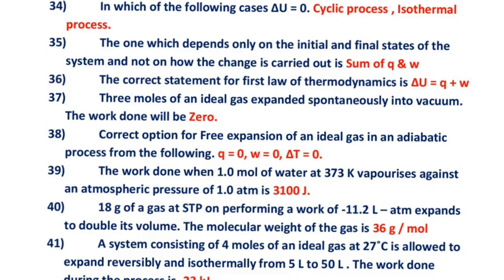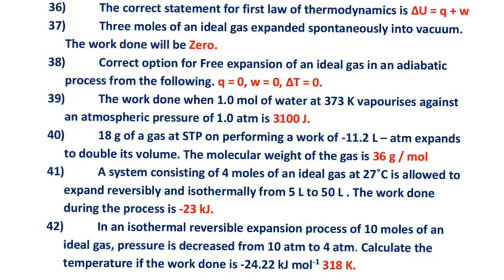A system consisting of 4 moles of an ideal gas at 27 degrees Celsius is allowed to expand reversibly and isothermally from 5 liter to 50 liter. The work done during the process is minus 23 kilojoule.